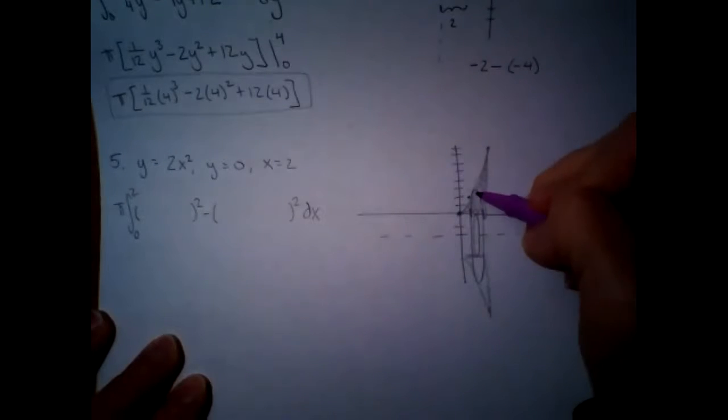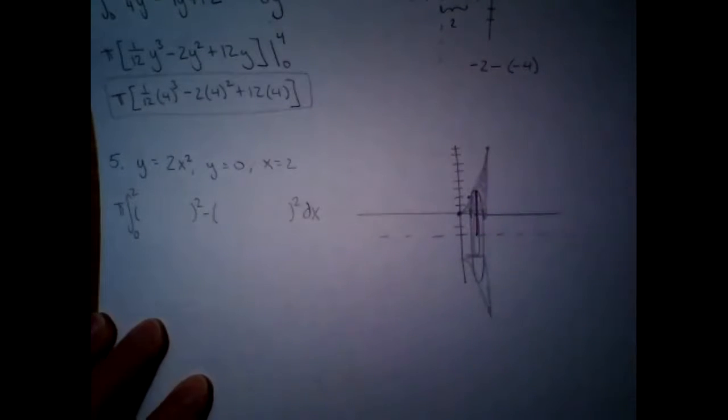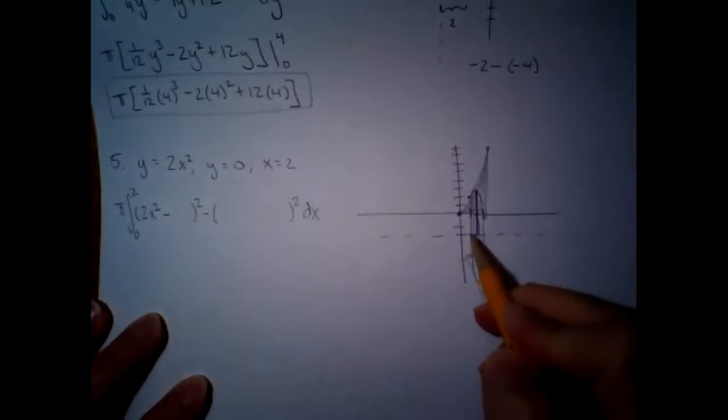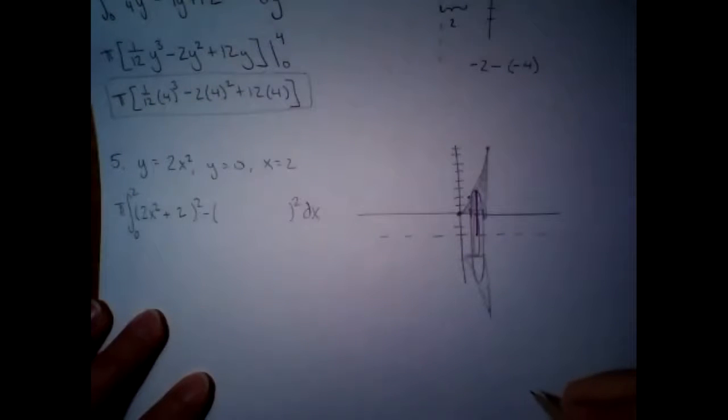So outside radius, upper graph minus lower graph. So that's the curve 2x squared minus the axis of rotation, which is -2. So it would be minus -2, so plus 2.